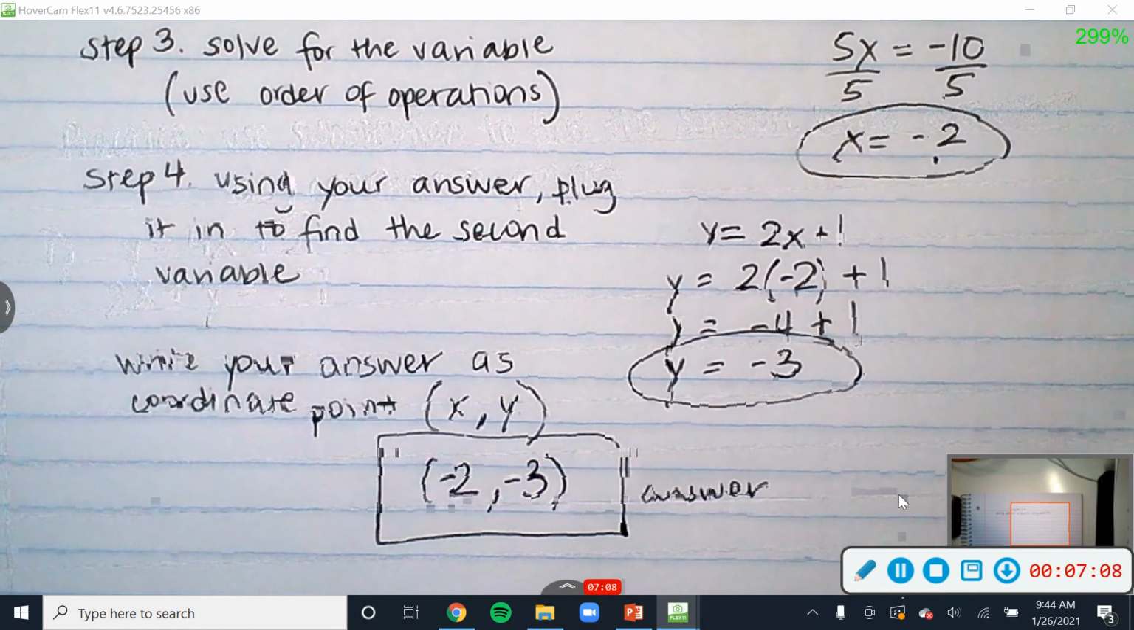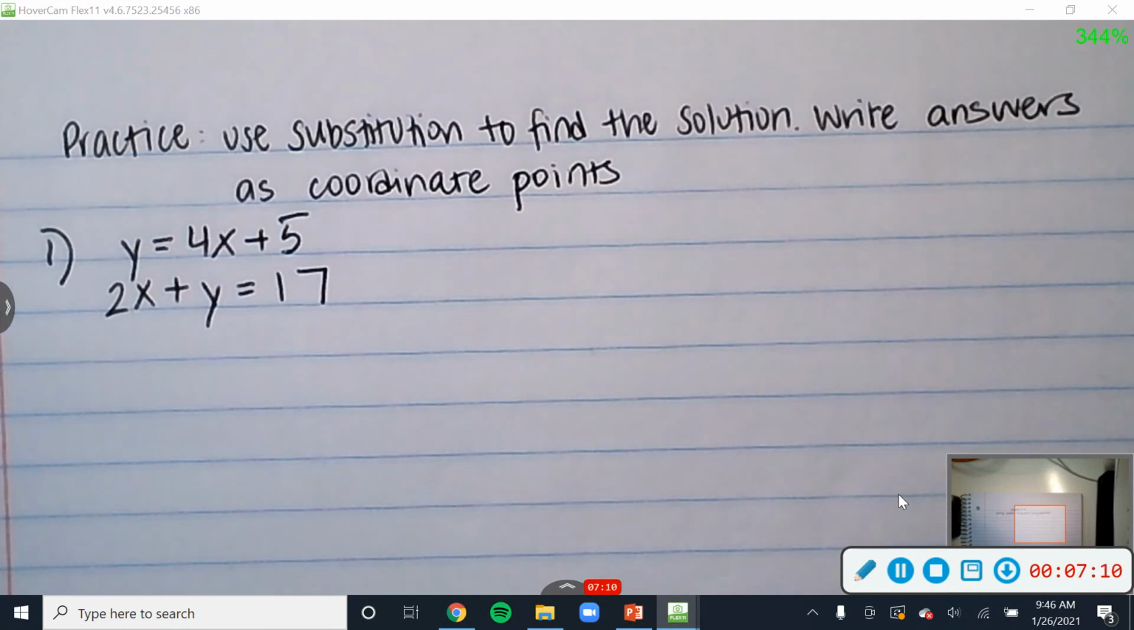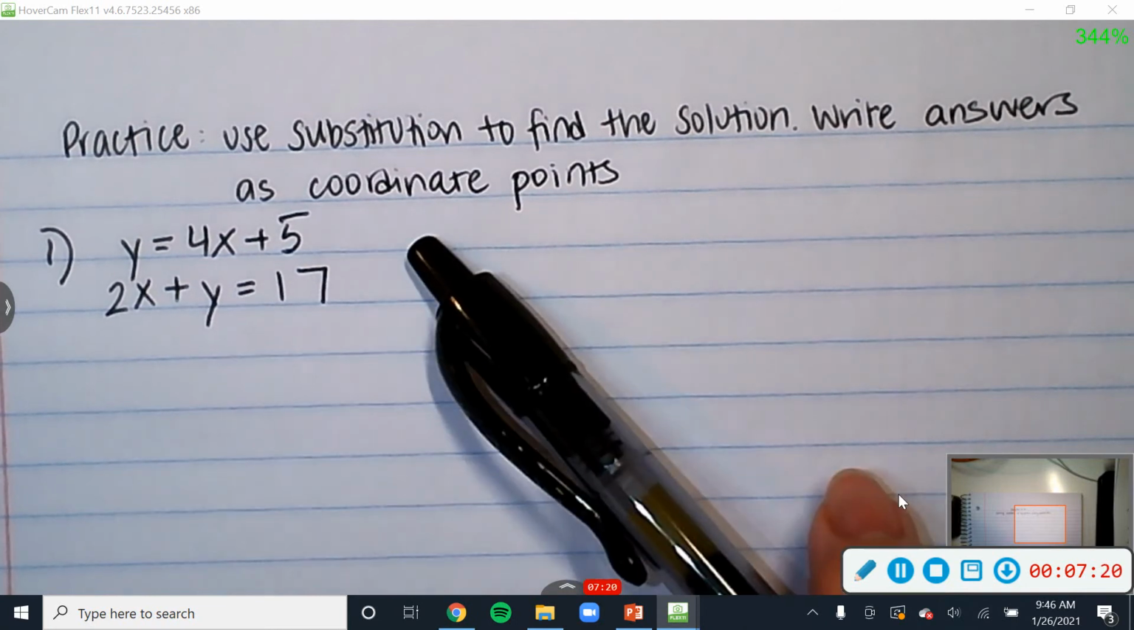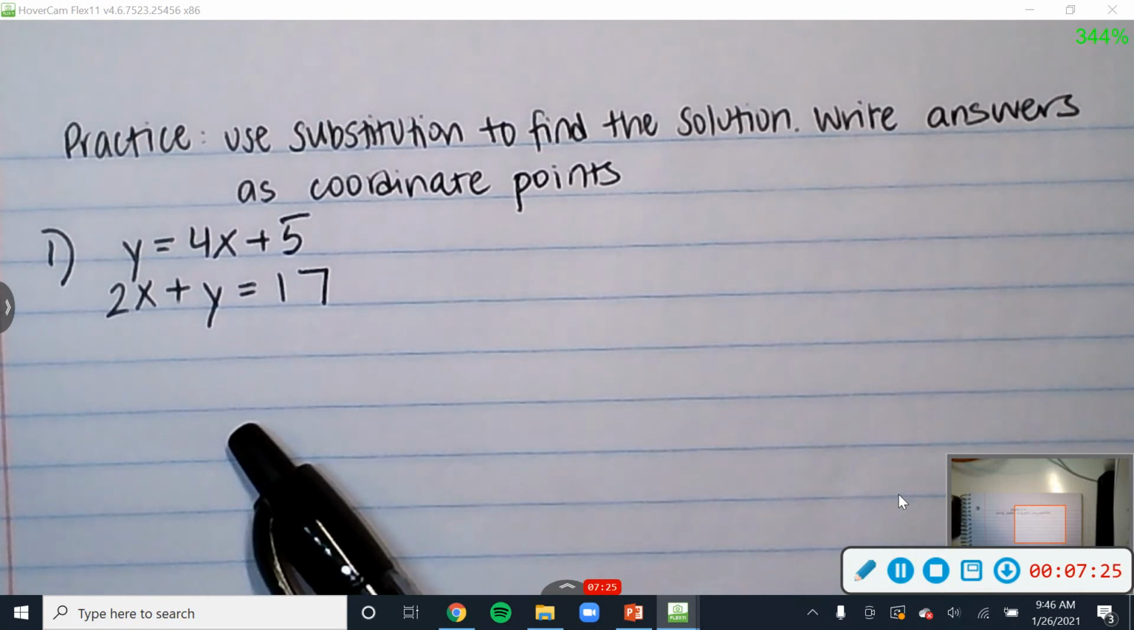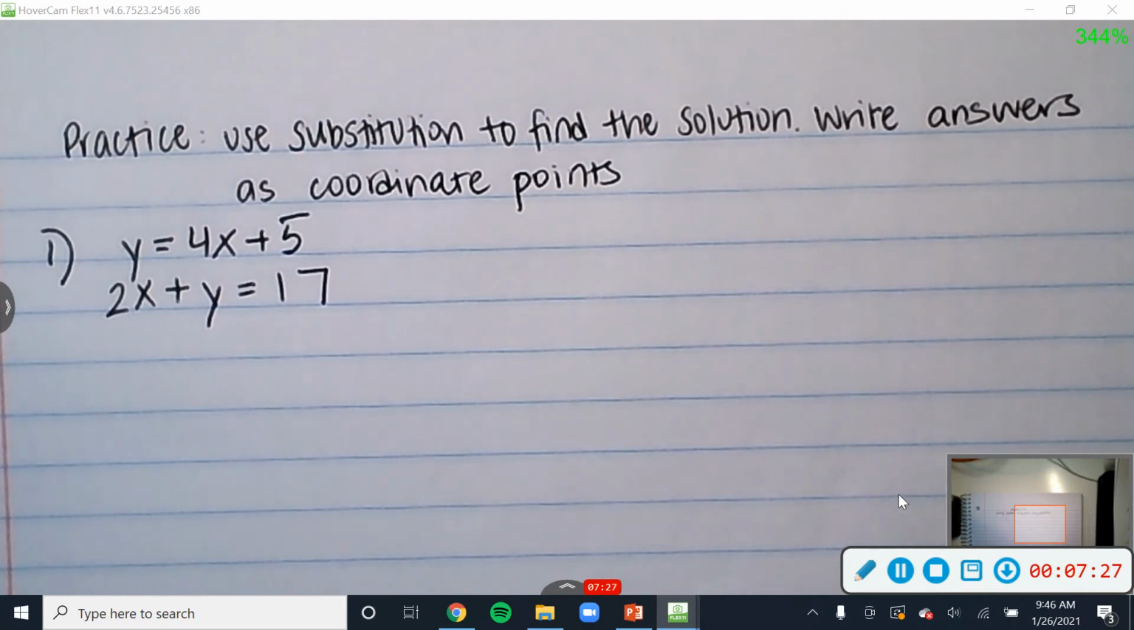Now it is your turn to solve and figure out what the solution is. Remember, if you need to go back and watch certain parts of the video to remind you how to do this, you can feel free to, but your answer needs to be reported as coordinate points. So go ahead and solve, and then I will reveal the answer.